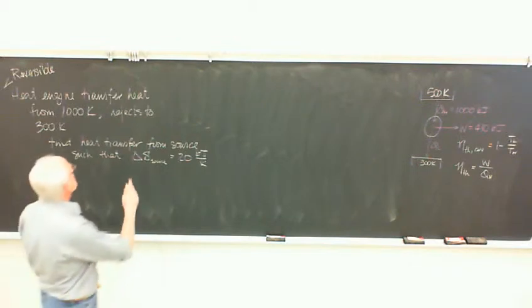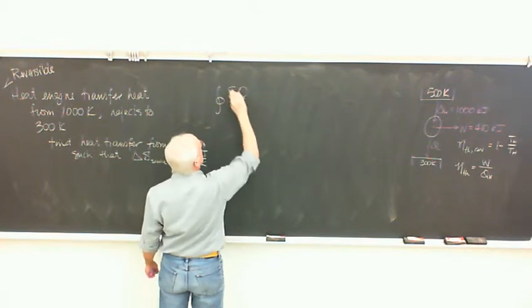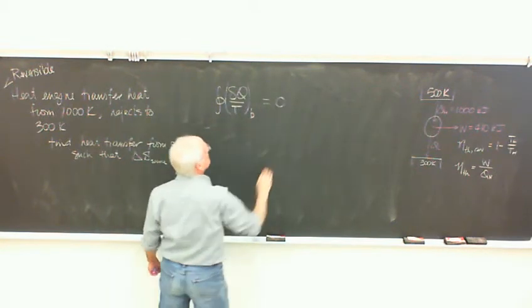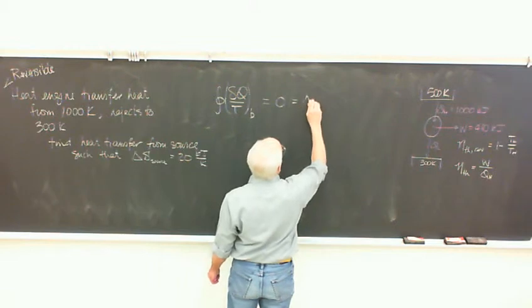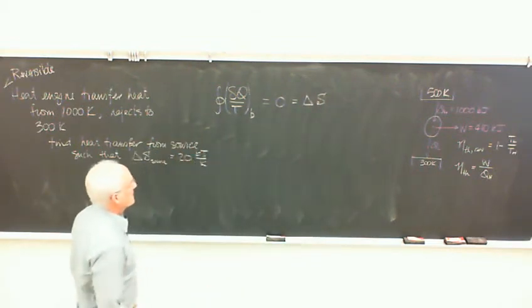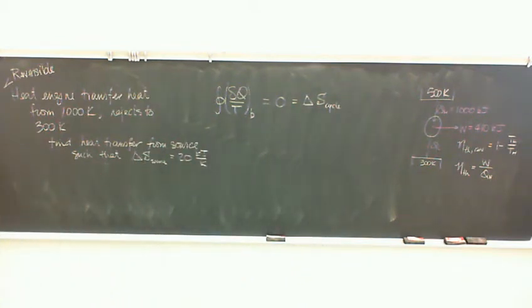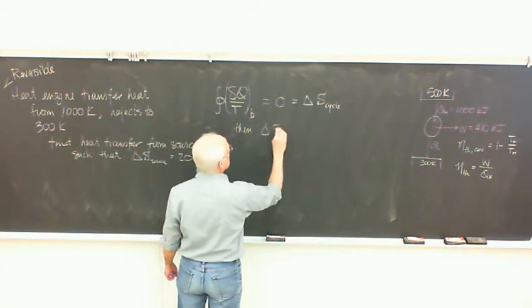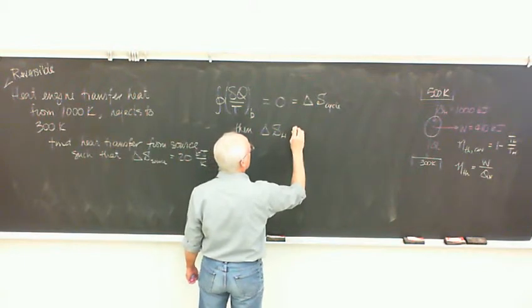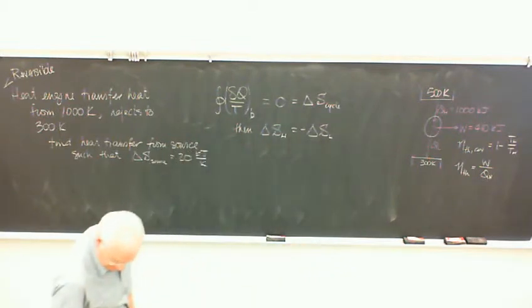Okay. Since it's reversible, we know that over the entire cycle, the entropy change will be zero. If it wasn't reversible, this would not be true. What that means for us then is that the change in entropy of the high source will be equal and opposite to the change in entropy of the low source.